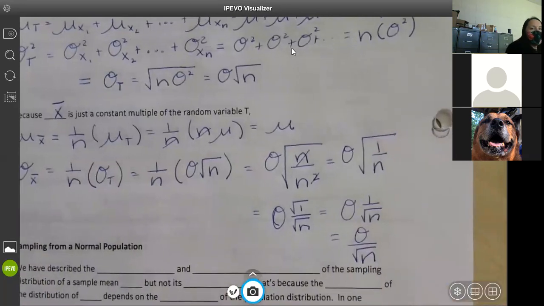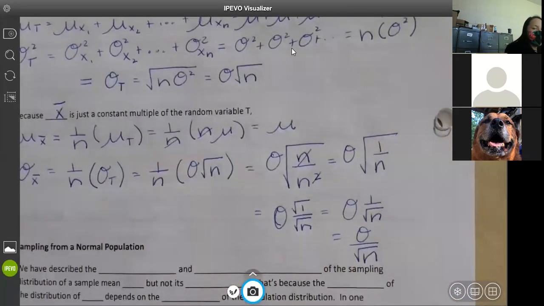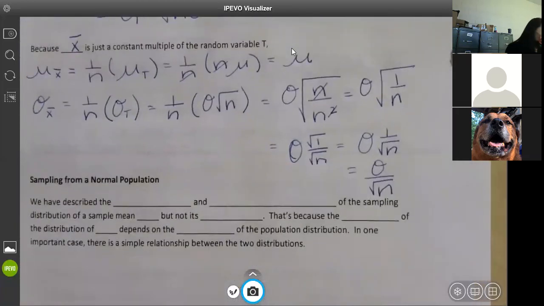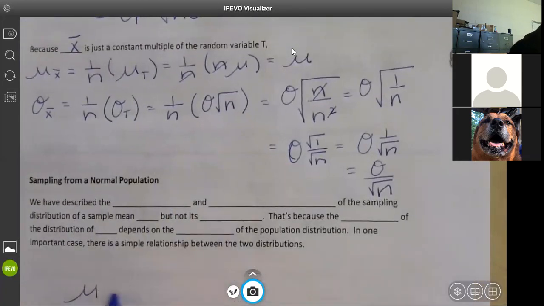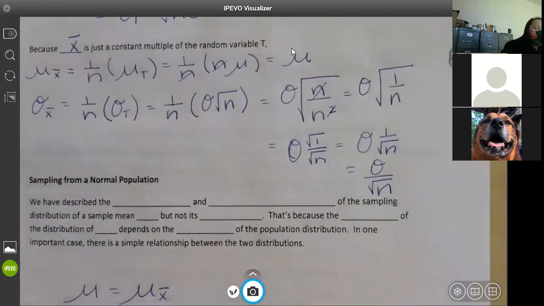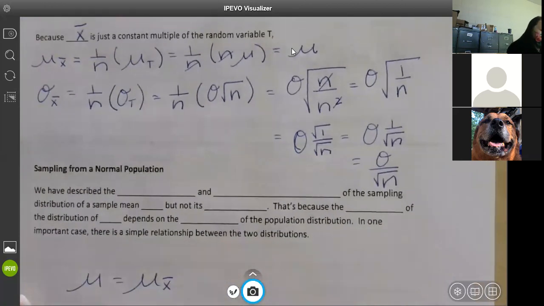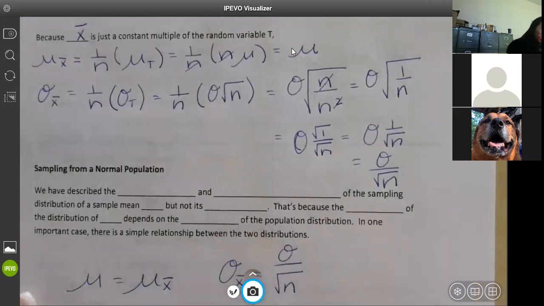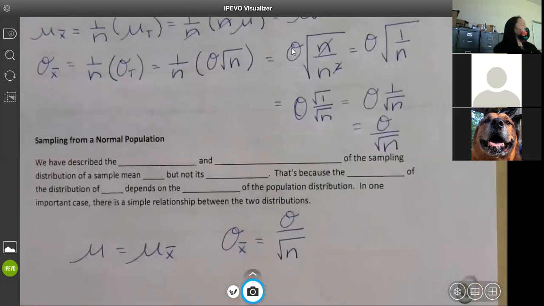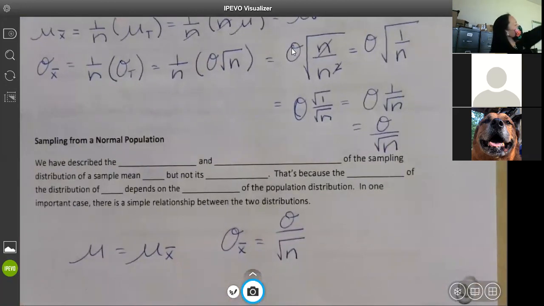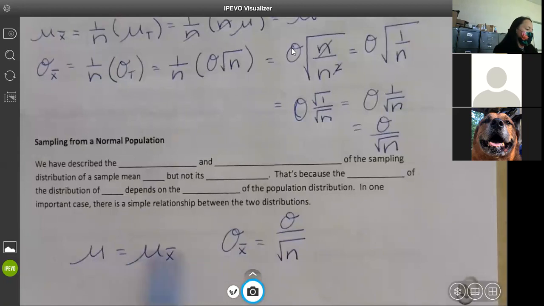So what do you need to pull from this? Not all this stuff. Here's what you need to know. Just what we wrote before, and I'm actually going to write it down at the bottom. The population mean and the sample mean are the same. And then the standard deviation you found by taking the population standard deviation over the square root of n. These are the 2 formulas that you need to know, okay? All that above it is just how they derive them. So you don't have to memorize that. It's just showing you mathematically how it works. This is what you need to remember.